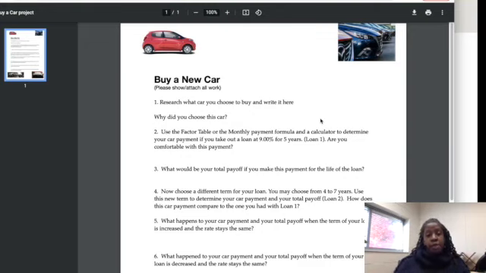But anyhow, part 2 says use the factor table or the monthly payment formula and a calculator to determine your car payment if you want to take out a loan for 9% for 5 years. This is loan number 1.